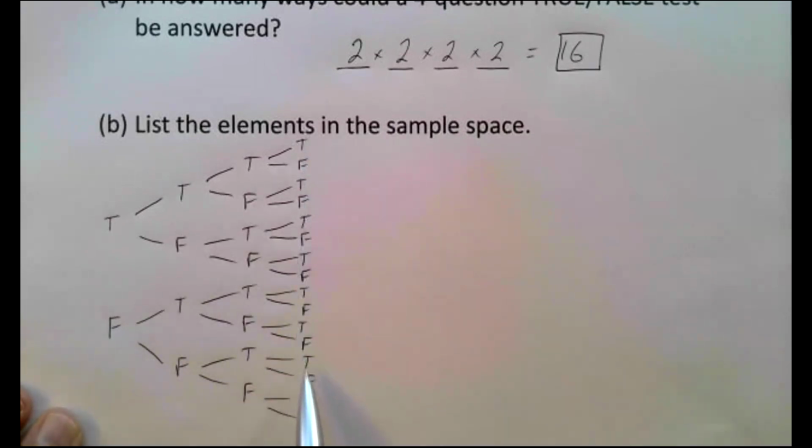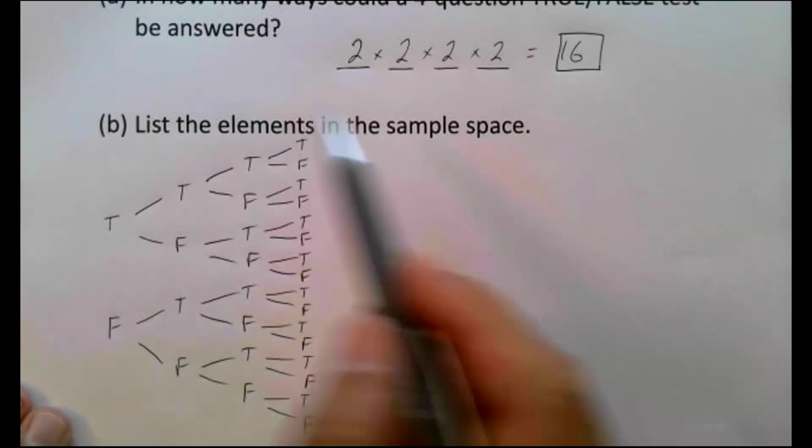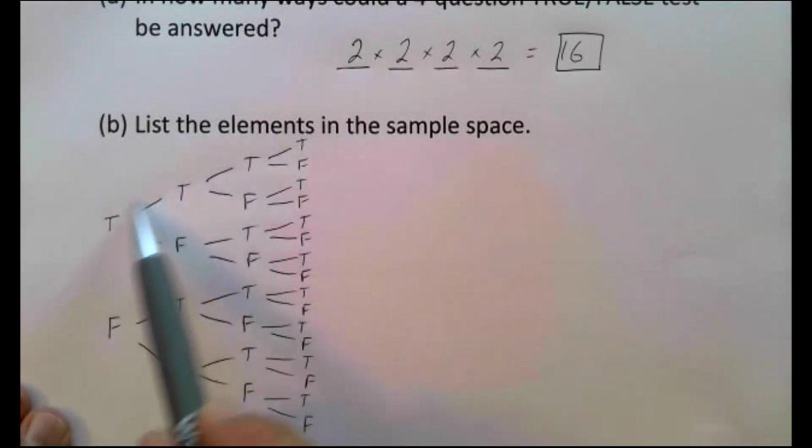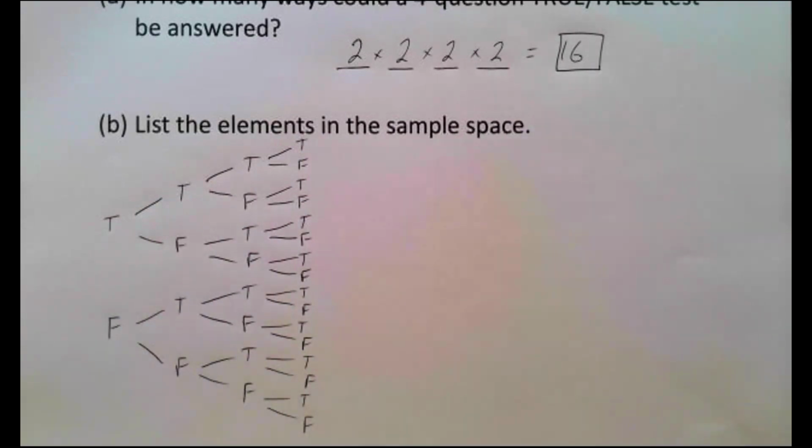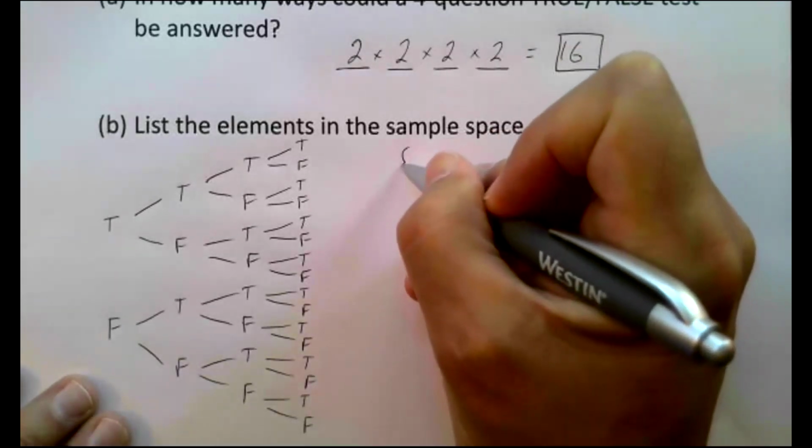So you should see 16 letters there on the far right. Those represent the 16 elements of my sample space if we follow them all backwards. That's not my final answer, what I have written down there. That's just going to help me write out my sample space right now. So one way, the sample space is a set.